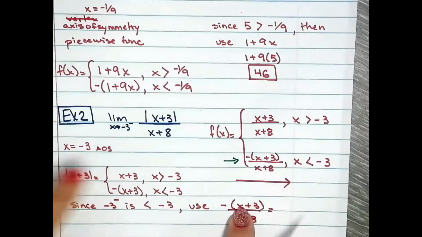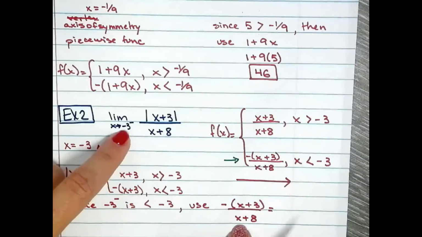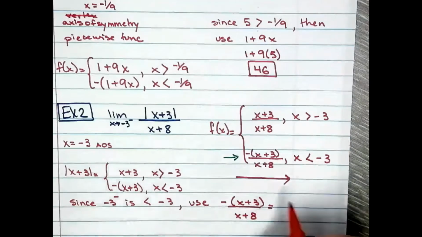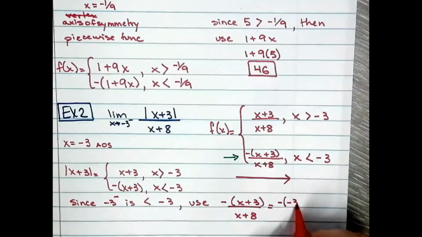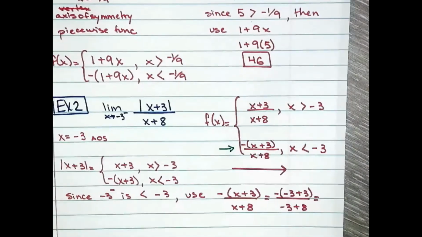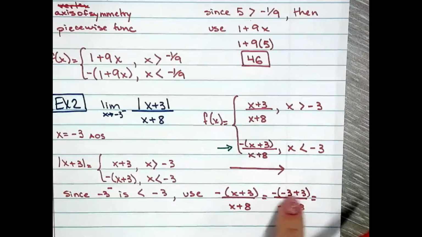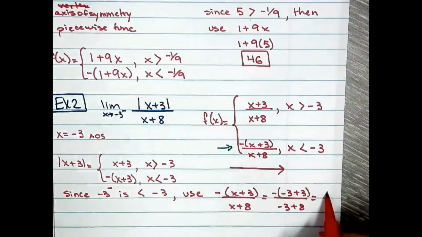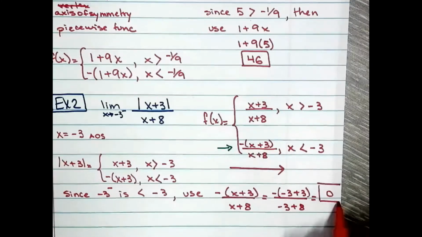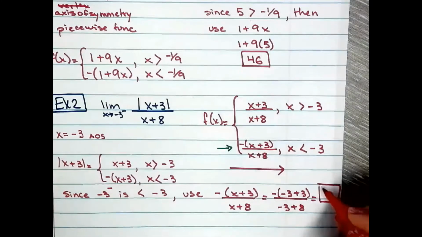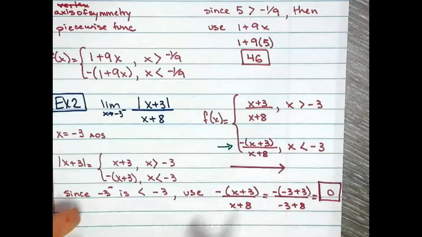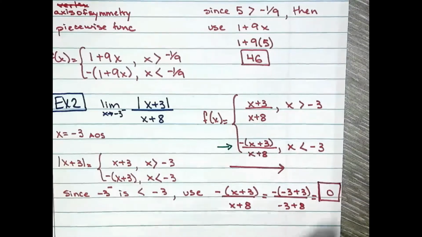Now you go ahead and you plug in negative 3. So now you're ready to do the direct substitution. So negative 3 plus 3 over negative 3 plus 8. Okay. So it's 0 right there. So 0 divided by anything is just 0. Sometimes you're going to get a different number. But now you know how to set this whole thing up.